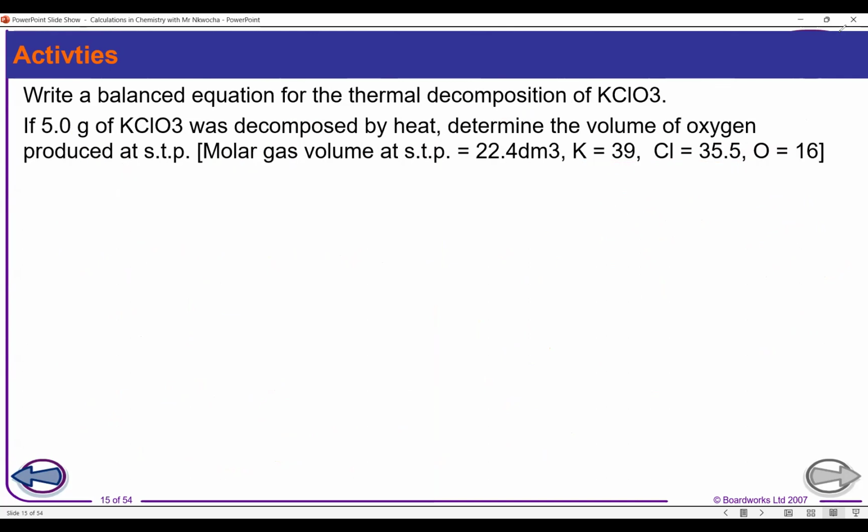Yeah, I like this question. This is another topic that you always see in JAMB, in WAEC. You always see this kind of question. Write the balanced equation for the thermal decomposition of KClO3. You remember that equation that your teacher usually writes for you when they are producing oxygen in the lab?